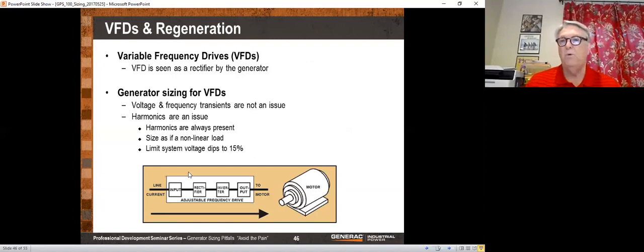VFDs are much better. We do have to worry about the harmonics, and we talked about that, but we also have to worry about regeneration. If you have a high-rise building and you've got a drive that is regenerative and pushing power back in, we can't push much power back into a generator. They can provide power, but they don't like to be pushed.